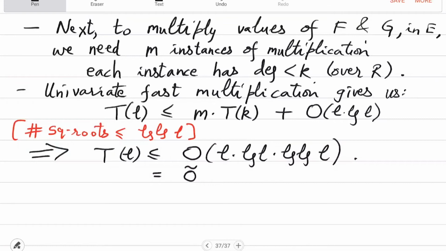Everything can be suppressed, and this is really soft O of L. It's nearly linear time, but a log factor and a log log factor is there. And remember, these are R operations. There is nothing extra being done. These are really R-level operations. So this is the actual time complexity if you are trying to multiply two integral polynomials. It will be proportional to L times log L times log log L. Any questions?